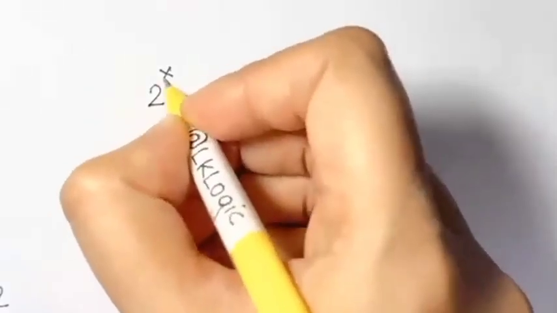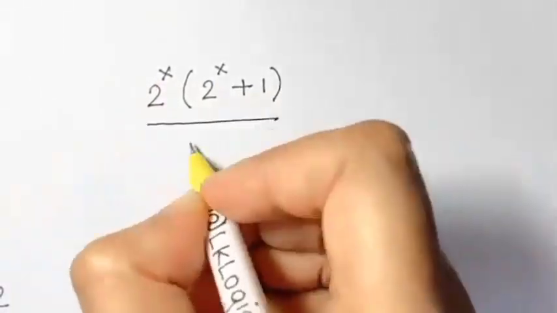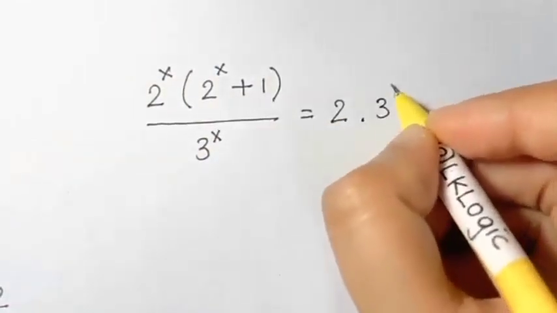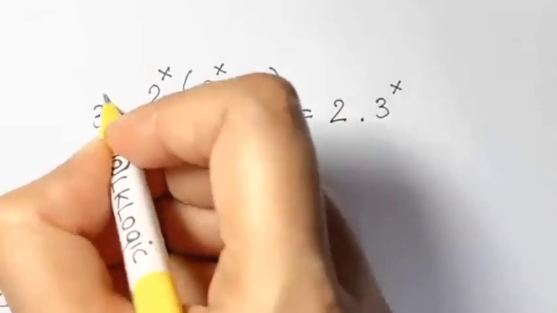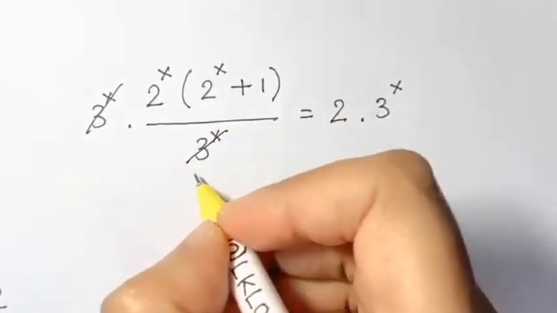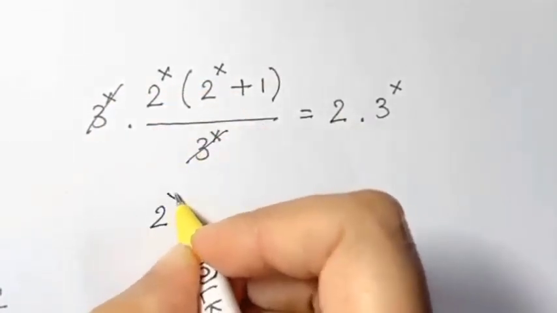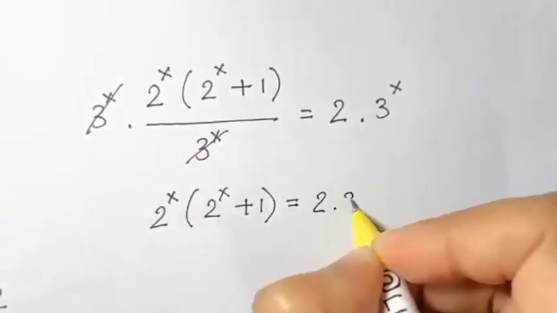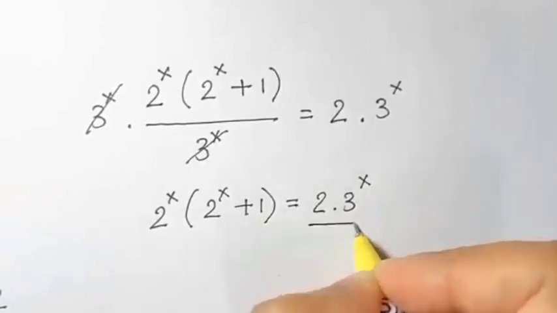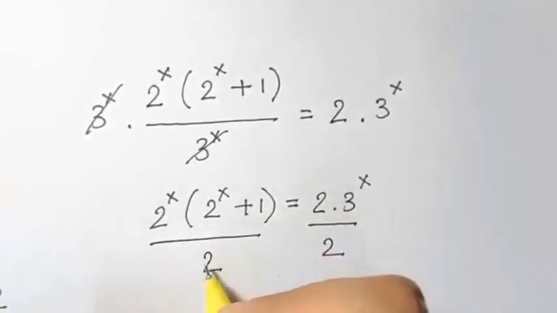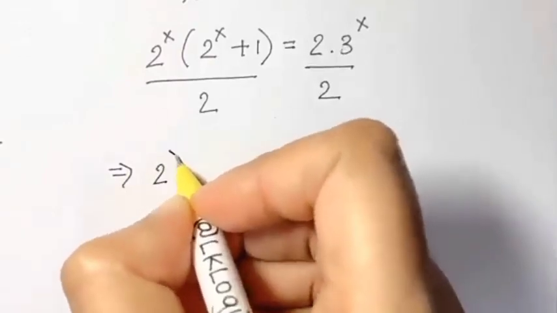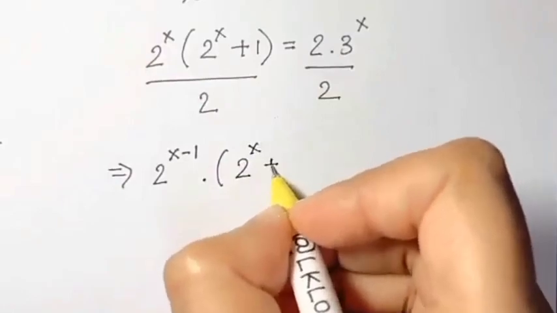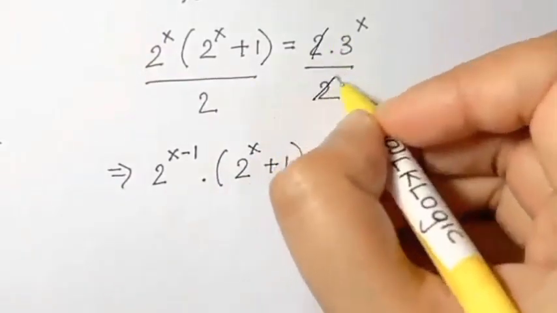So now we have 2^x times (2^x + 1) over 3^x equals 2. We are going to multiply 3^x on both sides to eliminate it from the denominator. So we can cancel this, and we are left with 2^x times (2^x + 1) equals 2 times 3^x. Now to eliminate this 2, we are going to divide both sides by 2. So we get 2^(x−1) times (2^x + 1) equals 3^x.